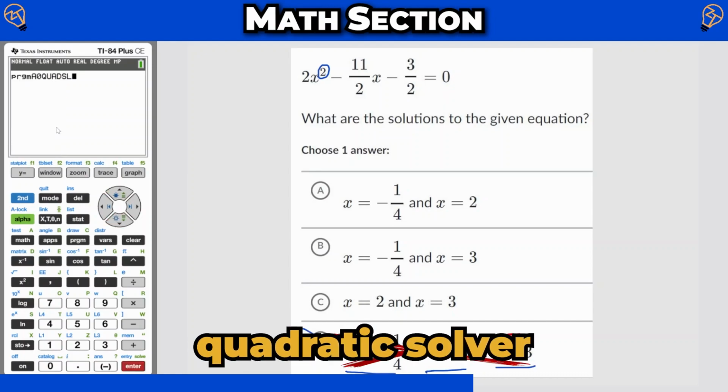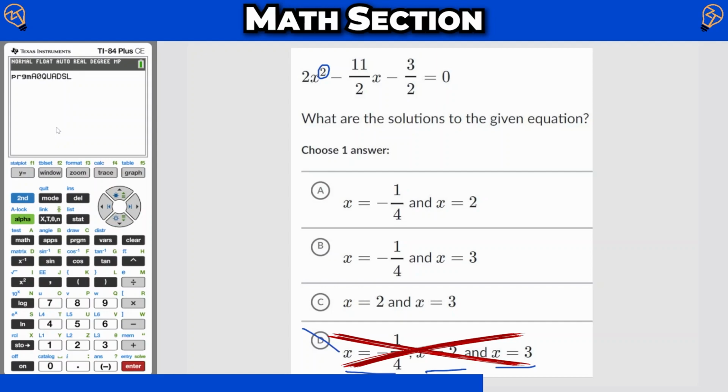So let's go to the second program. And we don't want to confuse this with Solver, program number 5, because if you used Solver in this case, you would only get one solution. We know we should get two because it's a second degree function. And notice it's in this standard form already. ax squared plus bx plus c equals 0.